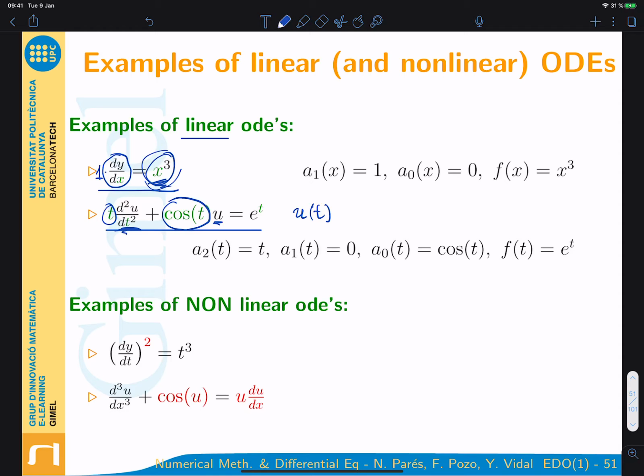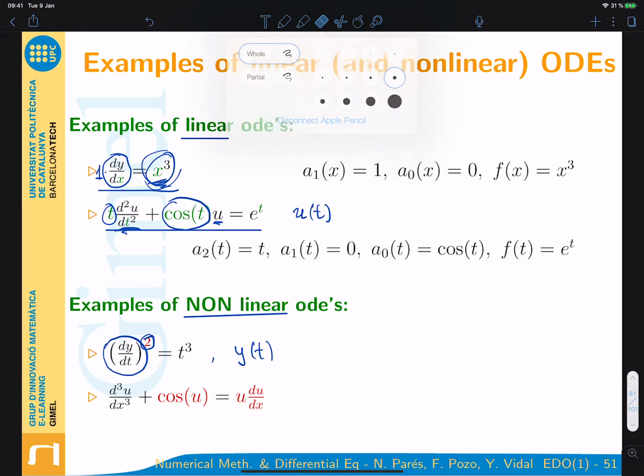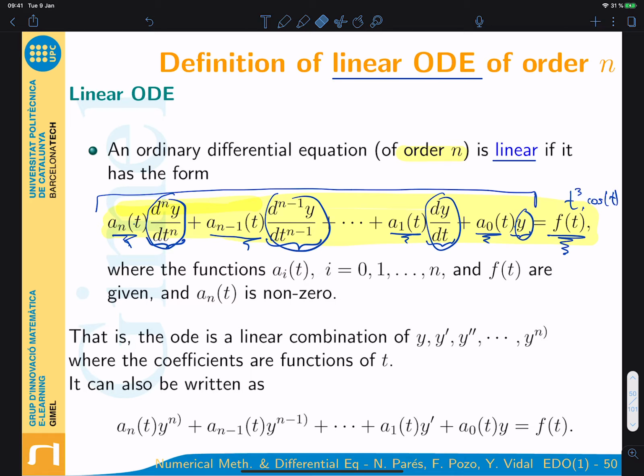However, here we have some examples of non-linear ODEs. For example, here the unknown function is y and it depends on t. And as you can see, the first derivative here appears with a power 2 there. So it doesn't appear in a linear manner. It cannot be rewritten as we have seen here. You can see here that the derivatives can never have a power on them, okay?